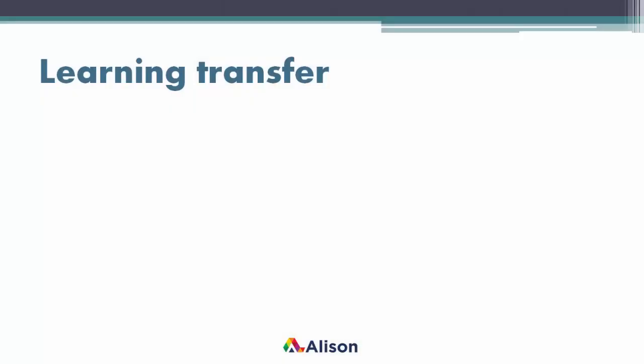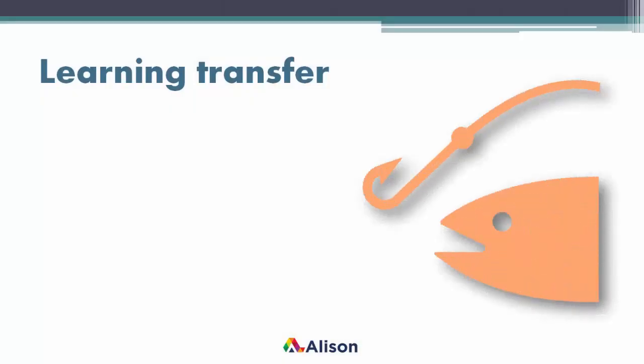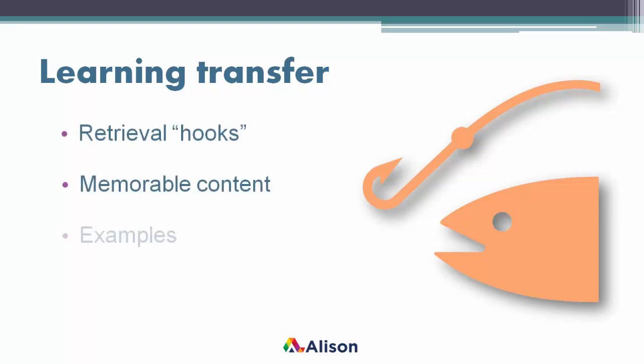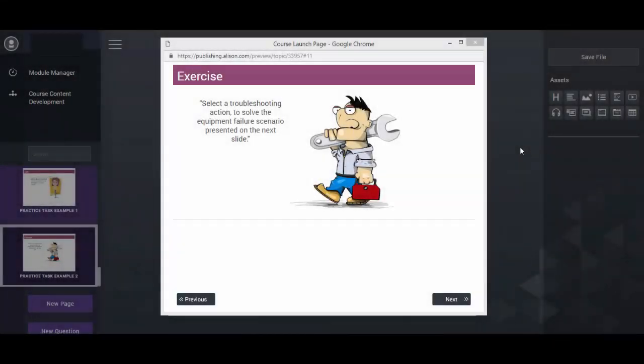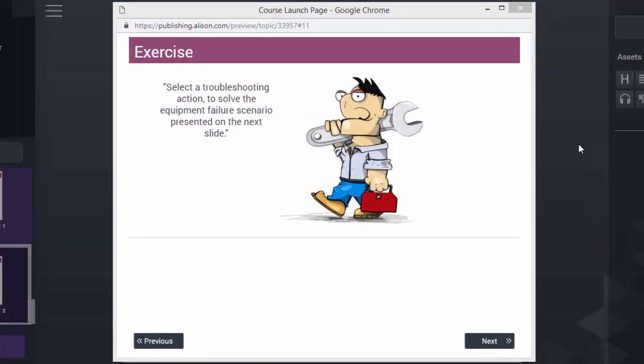For successful learning transfer, e-lessons must incorporate effective retrieval hooks, that is, memorable content that the learner will remember. Practical examples, exercises, and multimedia should be used. For example, an exercise may give an equipment failure scenario and ask a technician to select a troubleshooting action based on facts about a new software system. The troubleshooting exercise asks the learner to apply knowledge and skills in a practical situation.